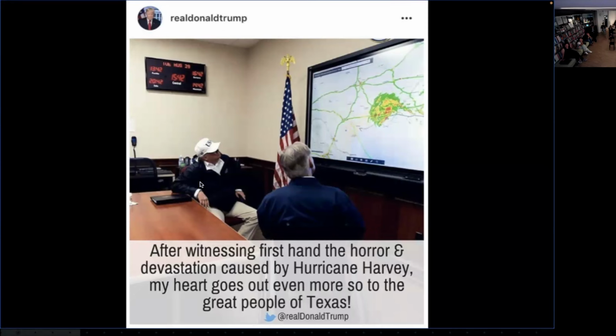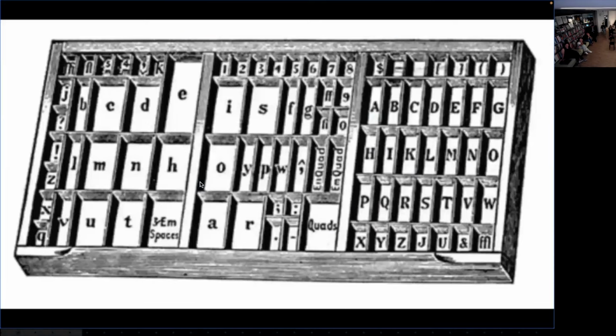firsthand. This is the real Donald Trump. He really tweeted this. Witnessing firsthand. This is kind of a cliché already, the frequency of letters, and actually font cases are called that way because they were stored in cases, and the frequency of each letter, etc.